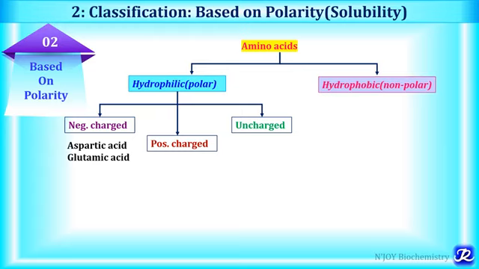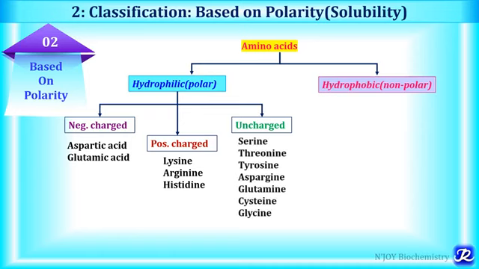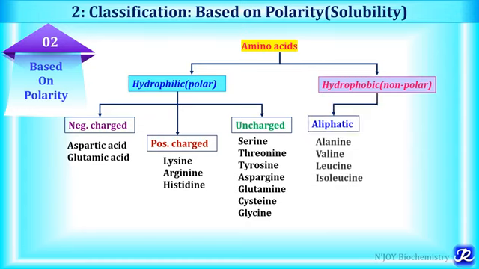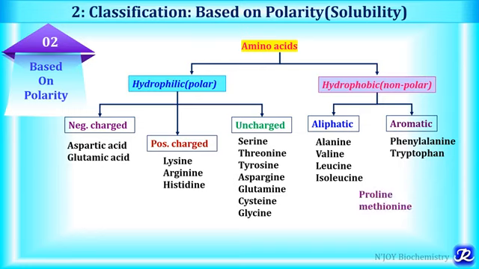Aspartic acid and glutamic acid are negatively charged polar amino acids. Lysine, arginine, histidine are basic amino acids which are positively charged and polar in nature. The uncharged amino acids are also polar, which are serine, threonine, tyrosine, asparagine, glutamine, cysteine and glycine. The hydrophobic amino acids are aliphatic in nature and examples are alanine, valine, leucine and isoleucine. The aromatic amino acids phenylalanine and tryptophan are non-polar in nature, and proline and methionine are also hydrophobic.